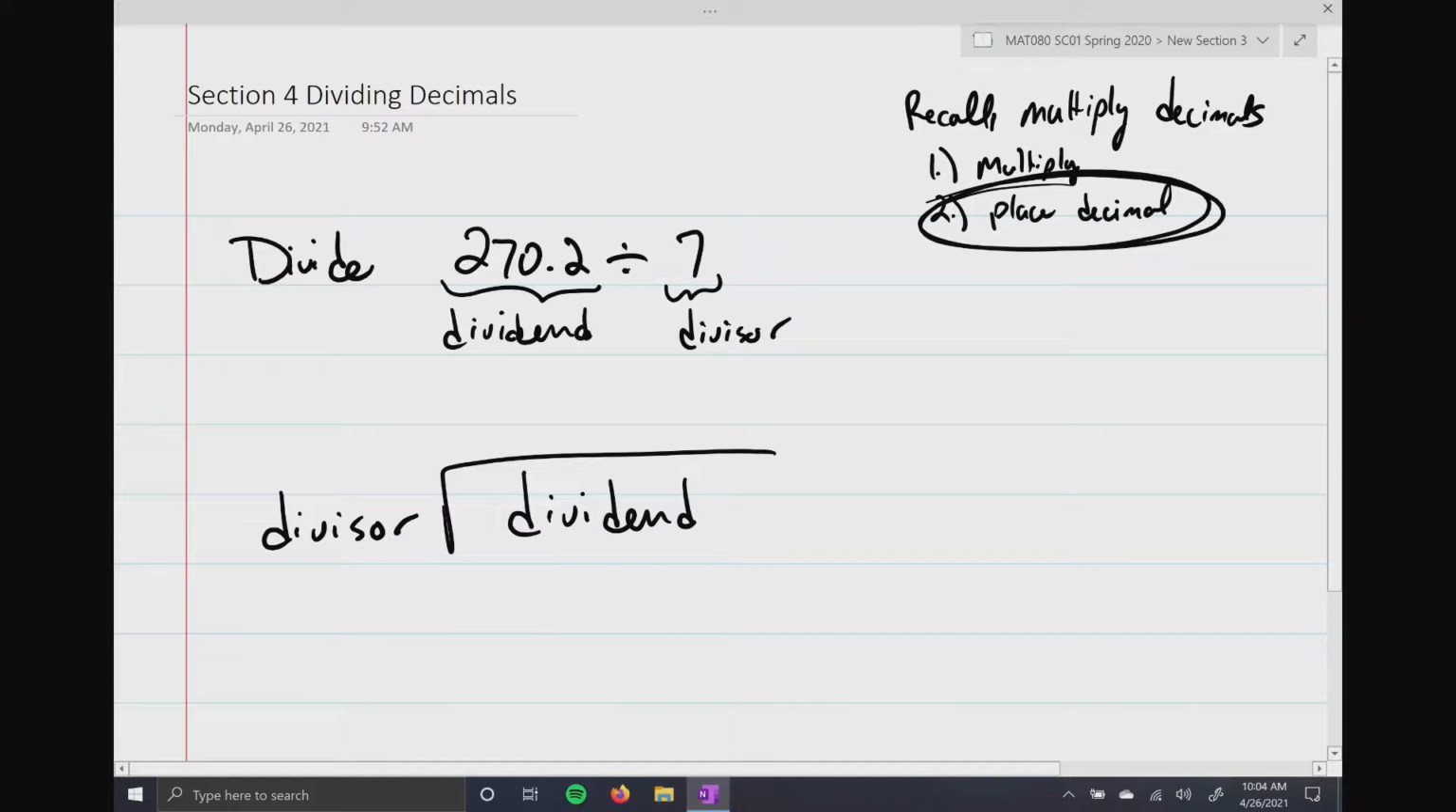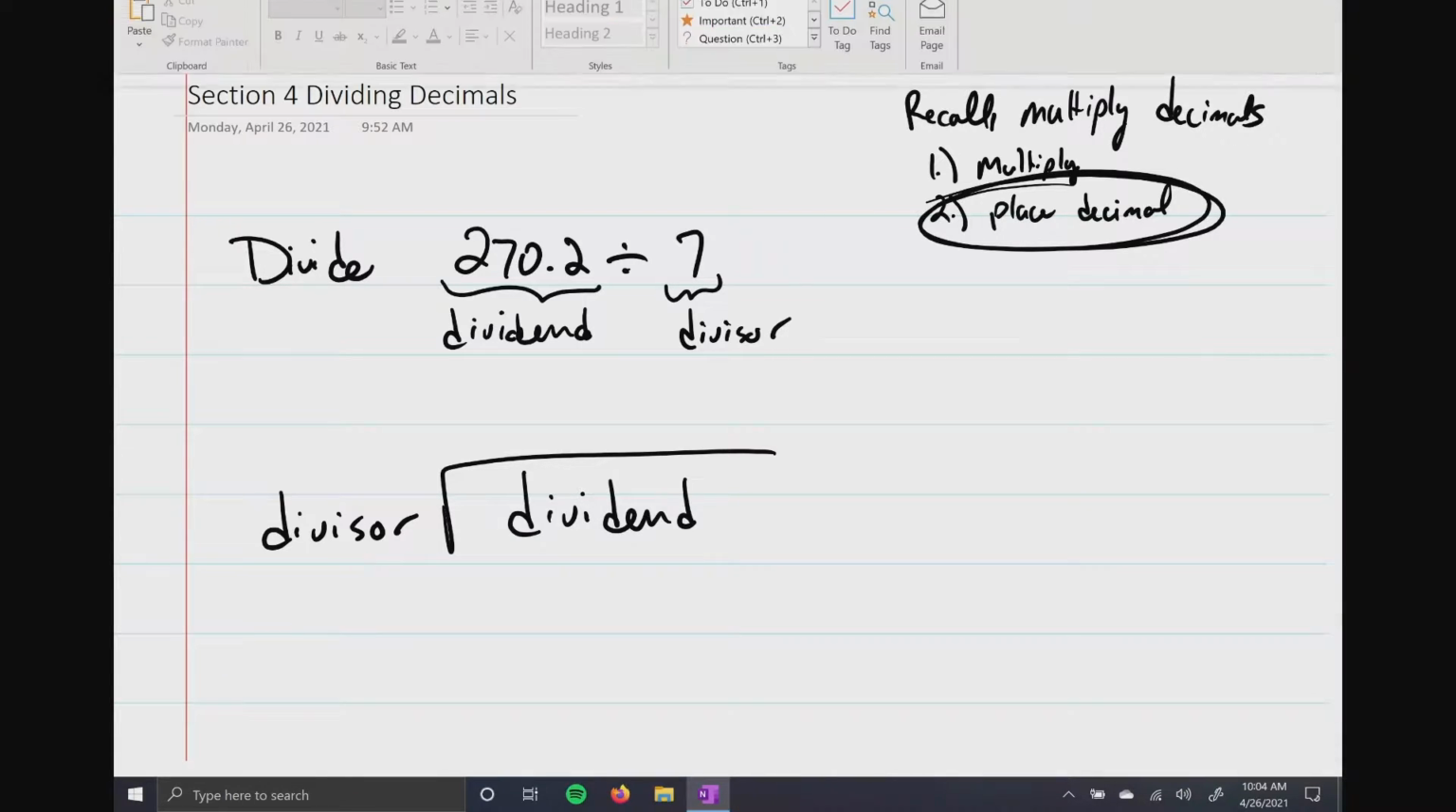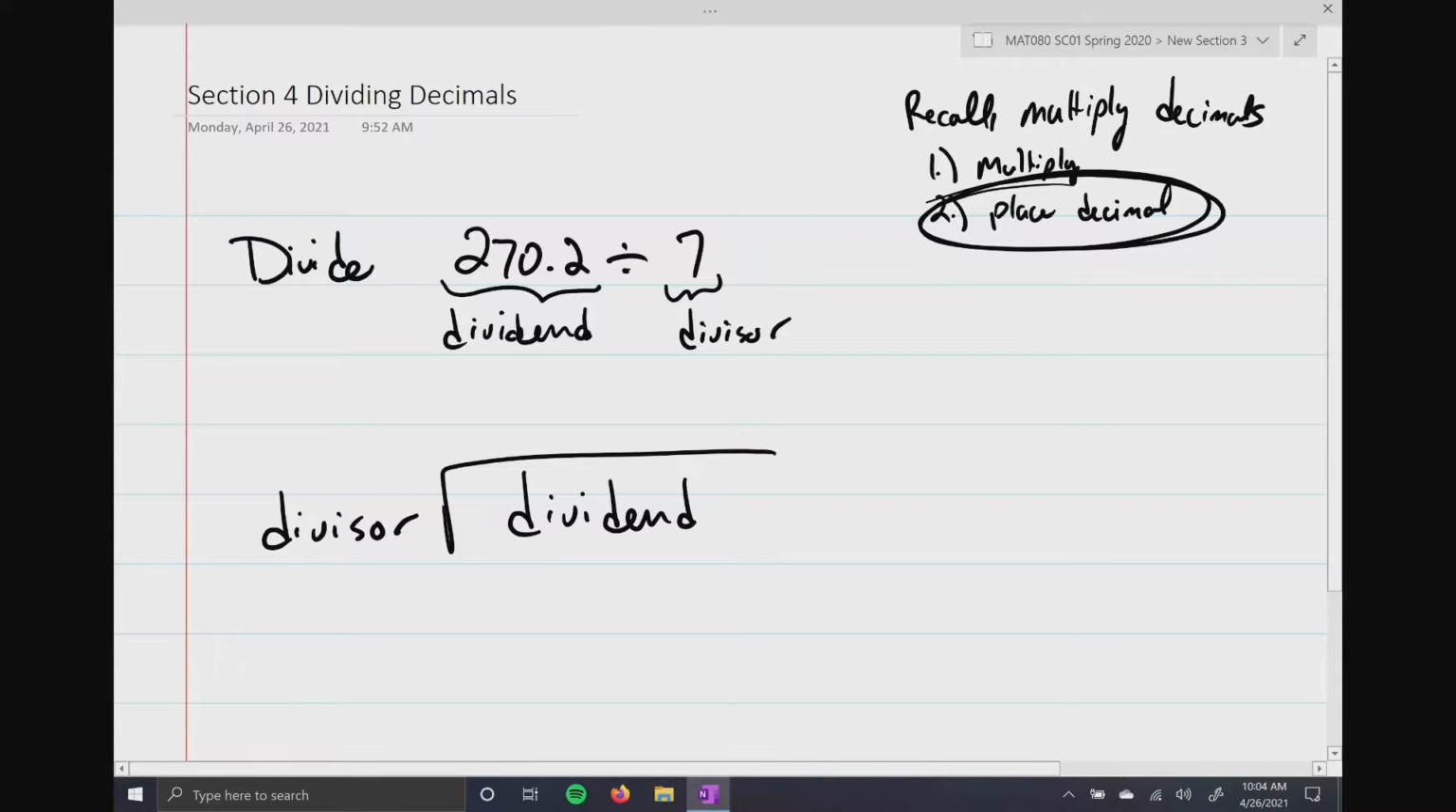Now, here is the key with dividing decimals. When you divide decimals, your divisor has to be a whole number. So your divisor has to be a whole number. If it's not, then you make it a whole number. Let me show you what I mean.